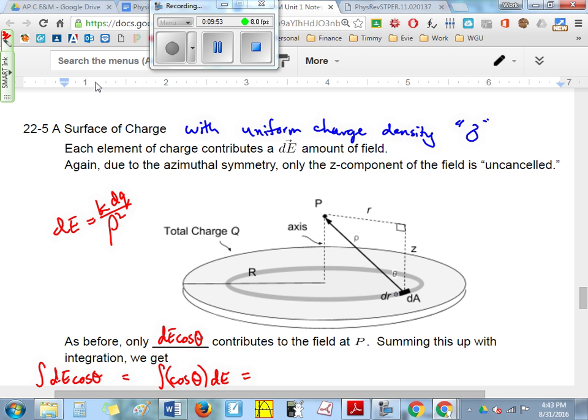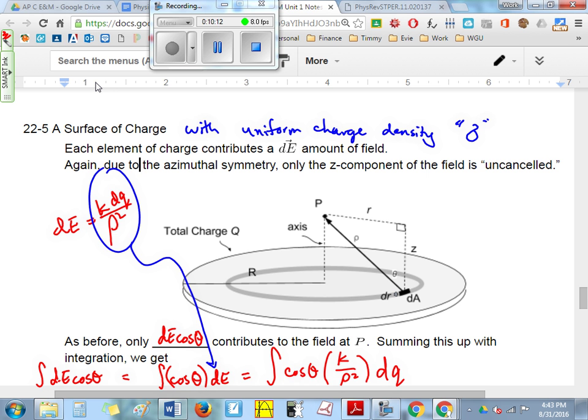All right, so now I'm going to insert that expression right here. So it's going to go like this: k, integral of cos theta, and then for dE, I have k dq over rho squared, or if you don't mind, I'm going to put the dq separate. I always try to keep the differential separate. Okay, we're getting somewhere.